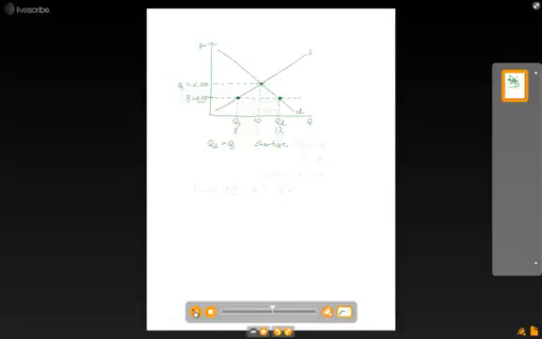In fact, in this case, the shortage is the distance between the demand and supply curves. So your shortage is going to be your quantity demanded minus your quantity supplied. In our particular example, our quantity demanded is 12 units minus our quantity supplied, which is 8 units. So the shortage in this market is going to be 4 units of the good.